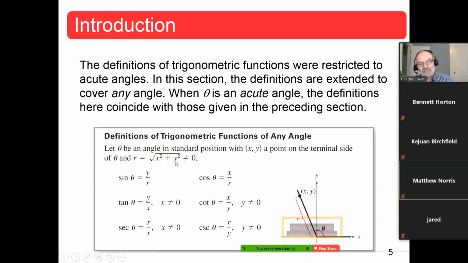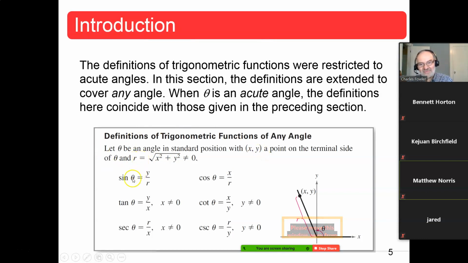Now this may remind you of the unit circle. In the unit circle, r was always 1. Now r is any length based on what the x's and y's were. So please don't confuse what we're doing here with the unit circle. That required r always to be 1. Then you figured out what x and y were. Now you're given x and y, and you calculate what r is.